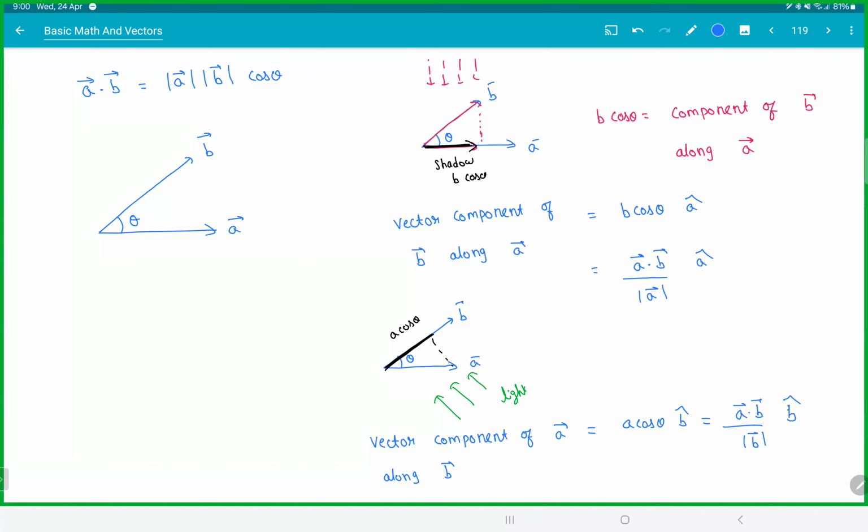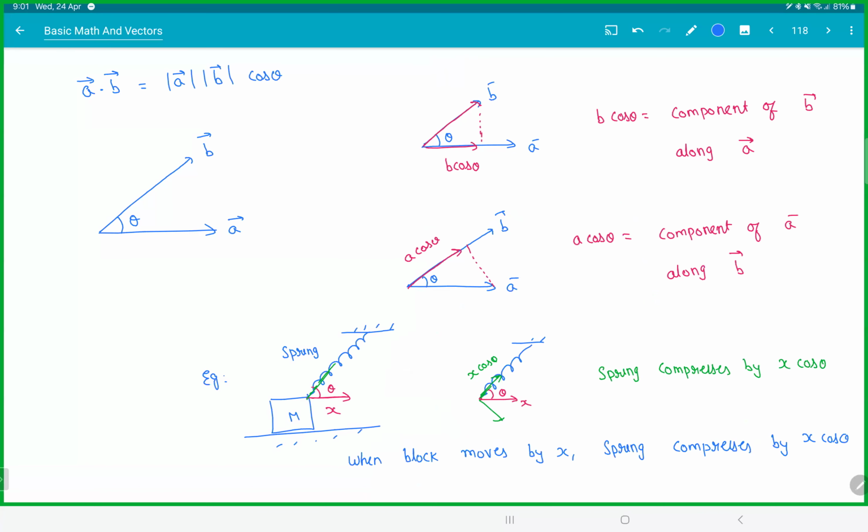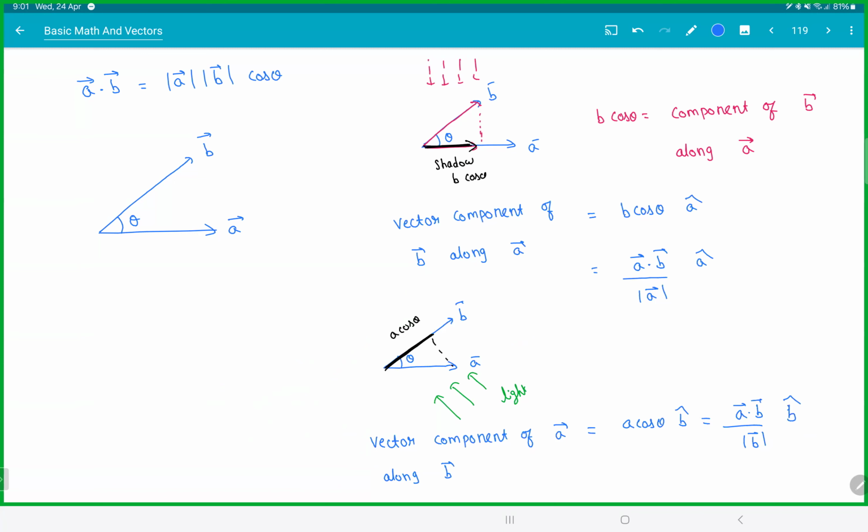Is everyone getting the meaning of components? So whenever you have, let's say, a force F, or a displacement X, there is no guarantee the other object will also move X. Like this example, when I moved the block by X, there is no guarantee the spring will compress by X. The spring compressed only X cos theta. The same way, even though the length of the rod is B, the shadow length is only B cos theta. Everyone clear with this?